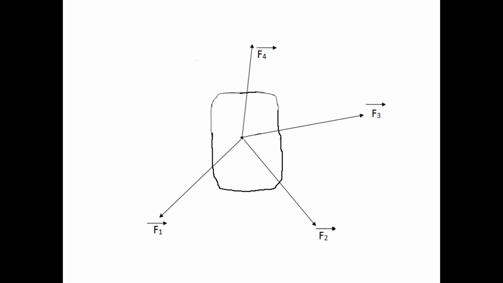F4 bar. To find out the resultant force FR bar of these coplanar concurrent forces, we can apply the polygon law of forces. Because the rigid body here is subjected to more than 2 coplanar concurrent forces. How many are there in the diagram? 4 coplanar concurrent forces F1 bar, F2 bar, F3 bar and F4 bar.